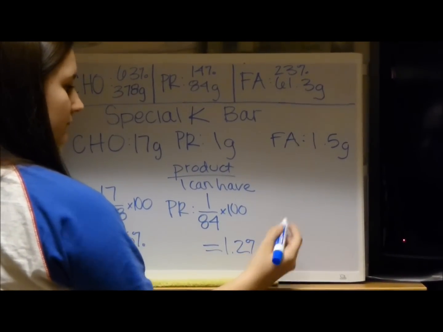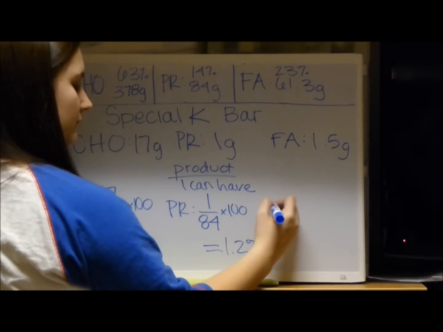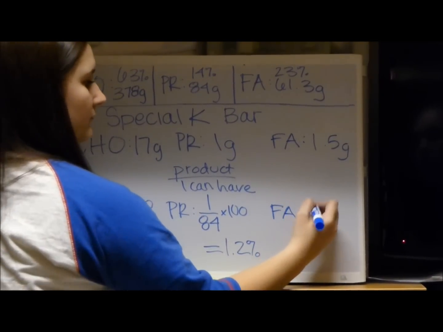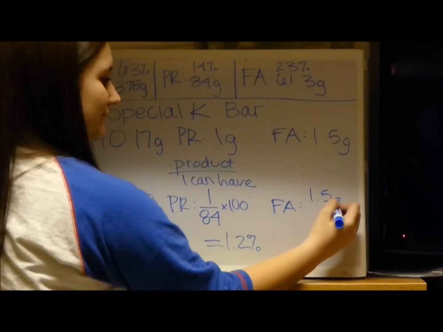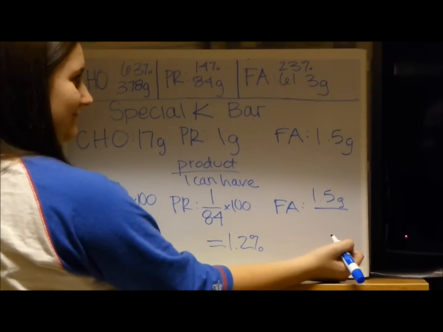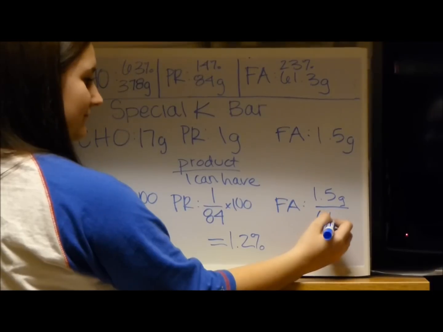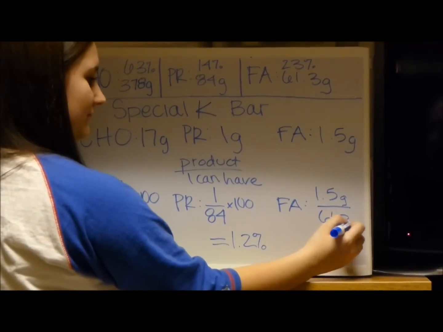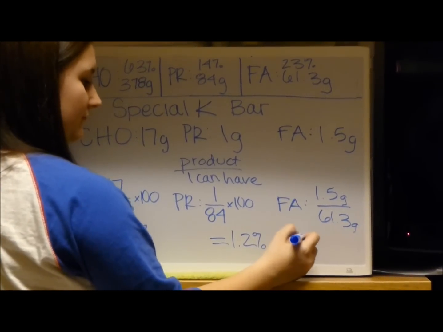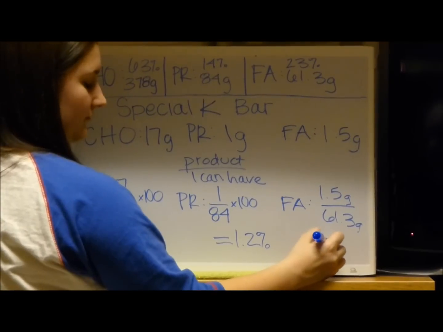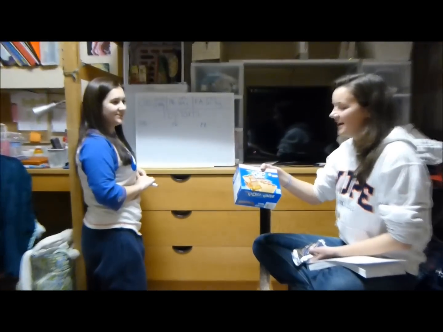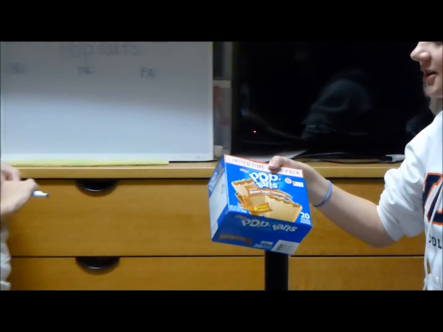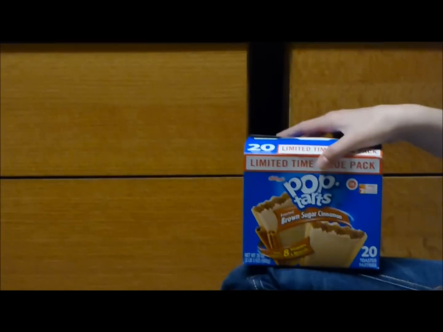And for fats, now we're going to be doing grams per product. Thank you, Megan. Okay, 1.5 grams divided by 61.3 grams, and that gives us 2.5% of the fat that Megan is allowed to have per day. So our third product, Pop-Tarts Brown Sugar Cinnamon, which I must say is awesome frozen.